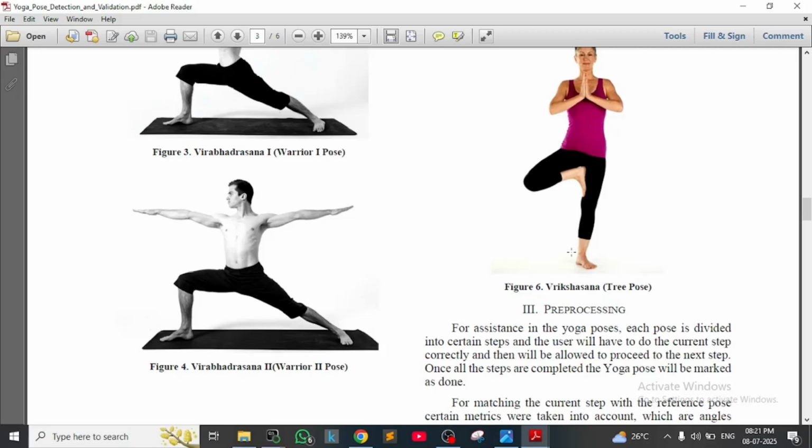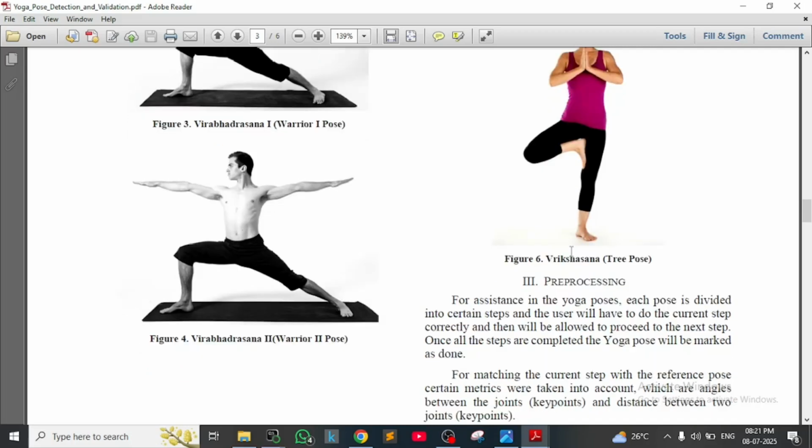Human pose estimation. Human pose estimation was done using a lightweight version of OpenPose that works efficiently on CPU. For each image, 18 body key points were extracted and then used to calculate joint angles and distances. These served as features for the model. Each yoga pose was divided into steps like standing straight, raising hands, or bending the knees.